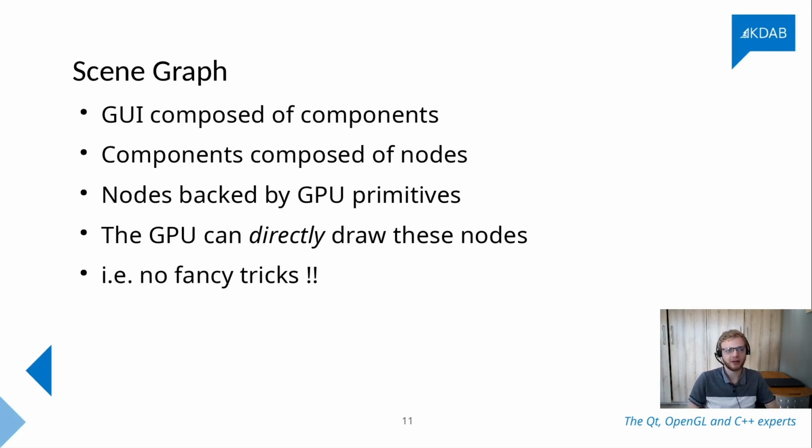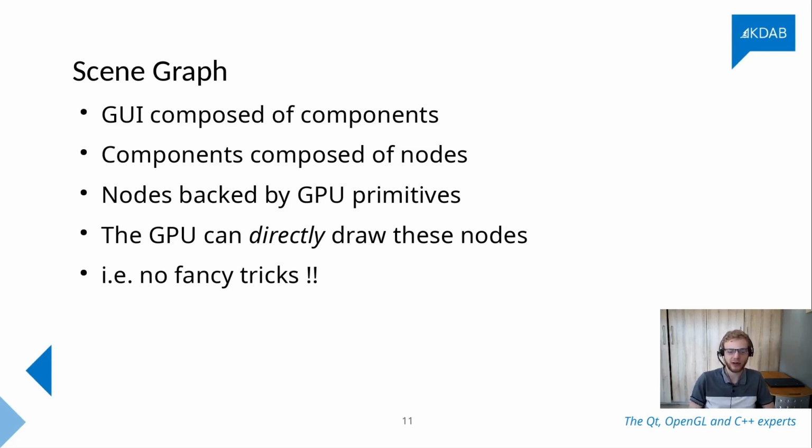So the basic concept of the scene graph is that your GUI is composed of many different components, as I just showed with the rectangle and the text, or it could be higher level components like buttons. And then your components are composed of nodes. And nodes are basically things that can be drawn by the GPU. So I said there on the slides that nodes are backed by GPU primitives. Now, GPU primitives are basically my umbrella term for things that the GPU understands. So this includes vertex buffers, index buffers, uniforms, attributes, and shaders.